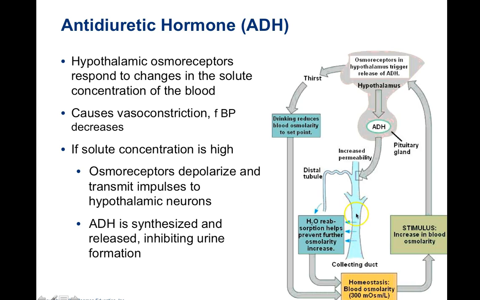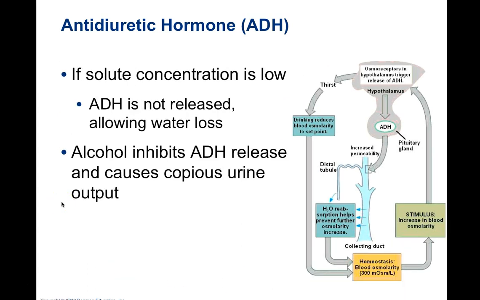Aquaporins are channels that allow water to leave these tubules and become reabsorbed back into the blood. This will help prevent any further increases in blood osmolarity. Now, if we go back up here, these osmoreceptors in our hypothalamus are also going to trigger thirst. When we are thirsty, we will drink more water, hopefully, and that will reduce the blood osmolality to our set point.